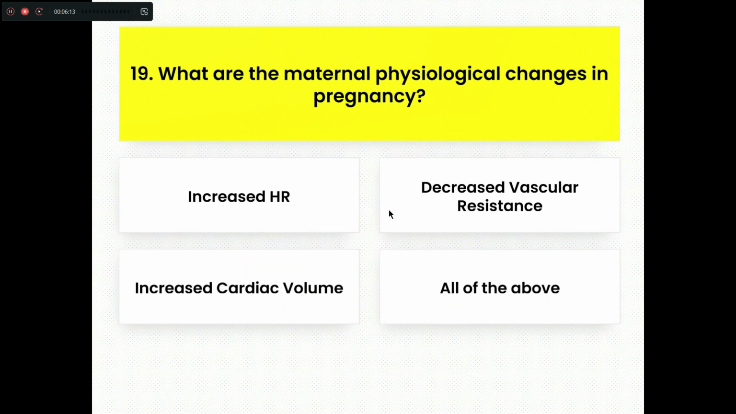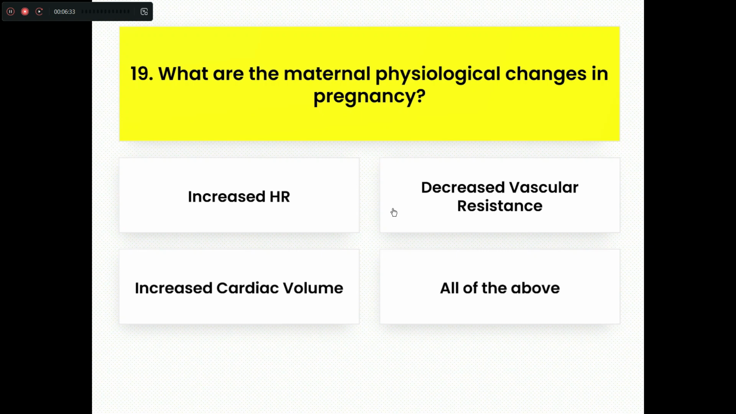Move on to question number 19. What are the maternal physiological changes during pregnancy? Option A, increased heart rate. Option B, decreased vascular resistance. Option C, increased cardiac volume. Option D, all of the above.